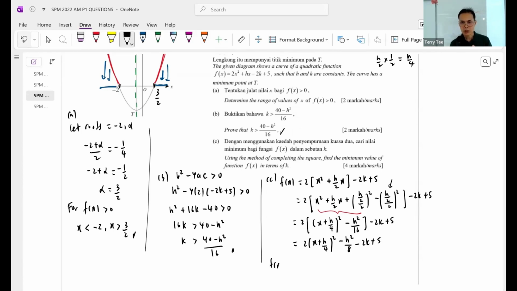Okay, how do you know whether it's minimum, maximum? Actually, we know by looking at your a, the coefficient of x squared, which is what? More than 0, less than 0? More than 0, right? Now, you don't actually need to show this because the question already says minimum, and the graph is also minimum. And the minimum value is the one outside the bracket, which you can write as minus h squared over 8, sorry, minus 2k plus 5. There you go. That's your answer.